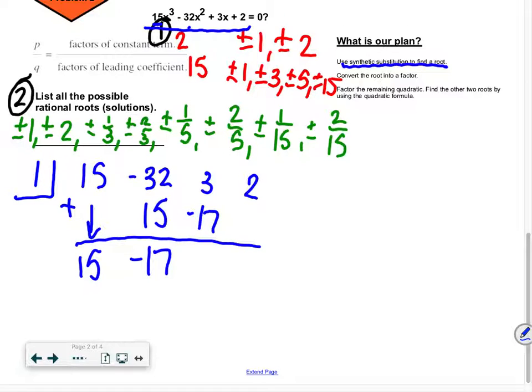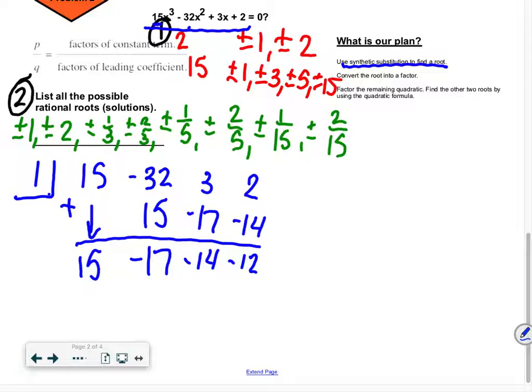Wait, how do you multiply? You always drop the first one down. And then you multiplied it by 1. Multiply by our number up here. And then you add. Why is it always add? It's always add. Bring it down. And then you multiply it again. Multiply. Add. Oh, I remember this.